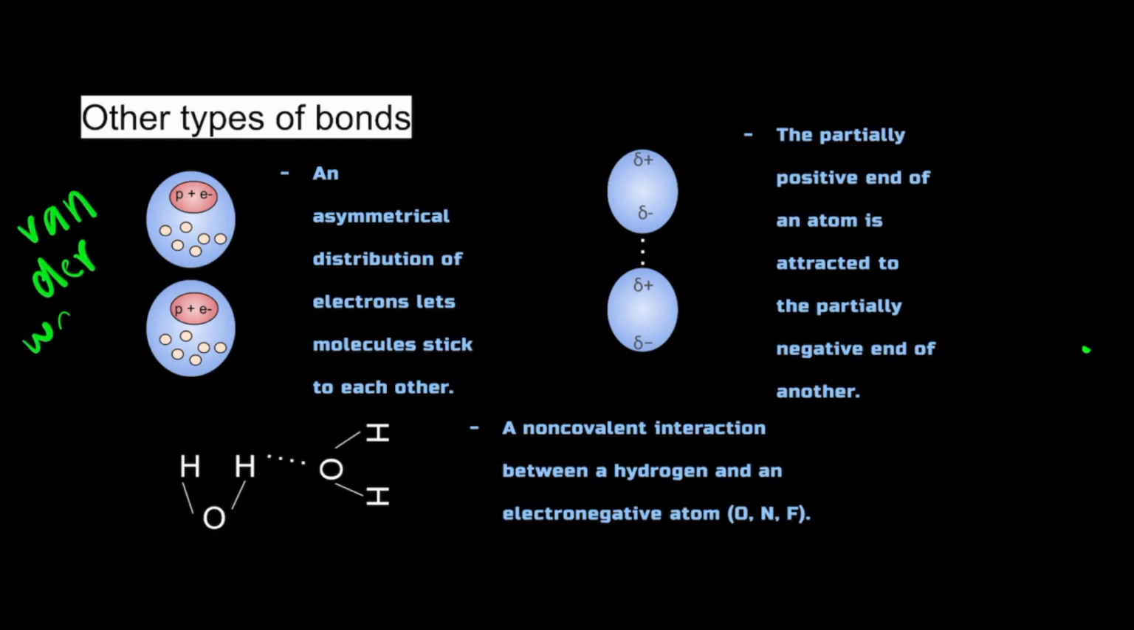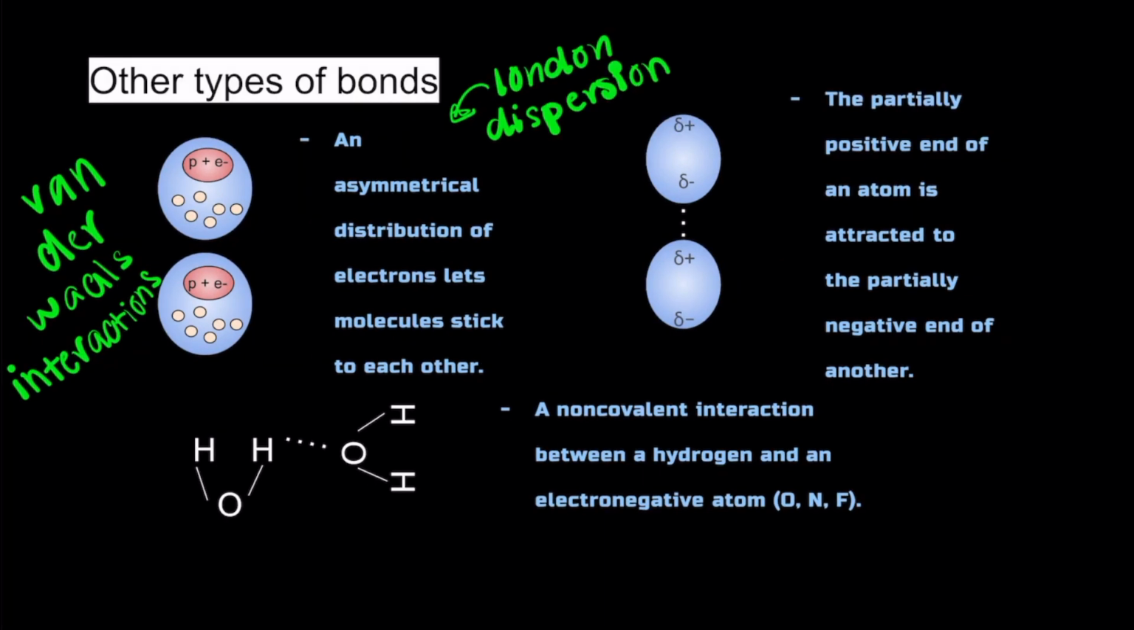Some other types of bonds include van der Waals interactions. These are also known as London dispersion forces. In these bonds, the electrons are orbiting at different areas, creating slightly positive and slightly negative areas around the element, and this allows for an asymmetrical distribution of electrons and it lets molecules stick together.